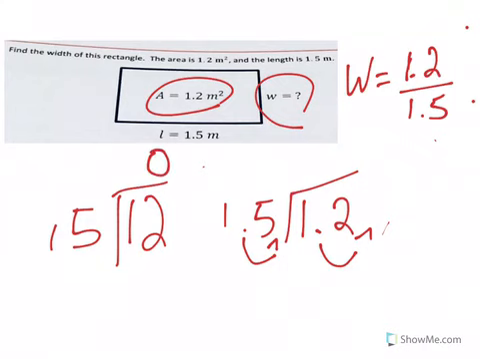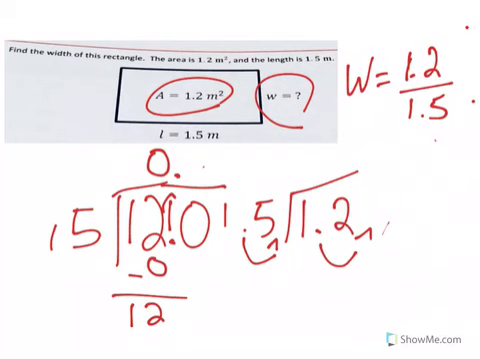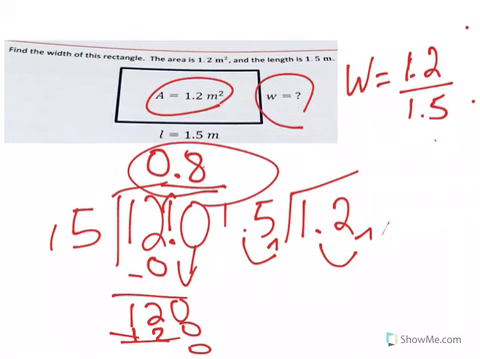15 goes into 12 0 times. 0 times 15 is 0. We subtract. We end up with 12. But we need to bring down the next number, which is a 0, which means we have to put our decimal in and also put it above in the same location. Bring that 0 down. Now we have 120. 15 goes into 120 8 times. 8 times 15 is 120. We subtract, we get 0. So 0.8. So the width is 0.8 meters.